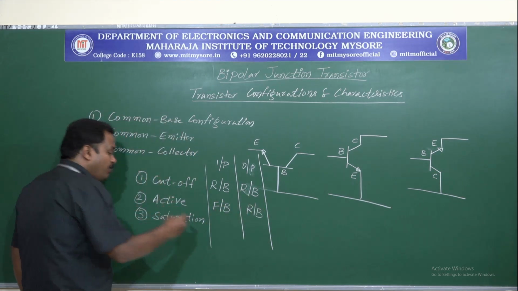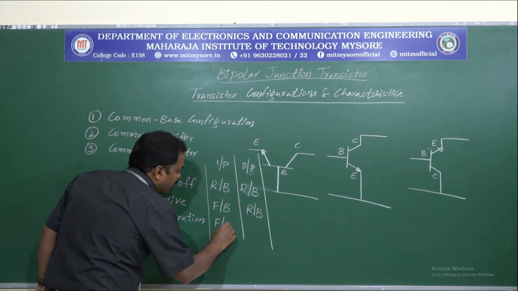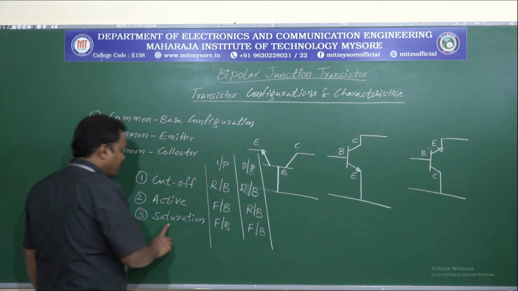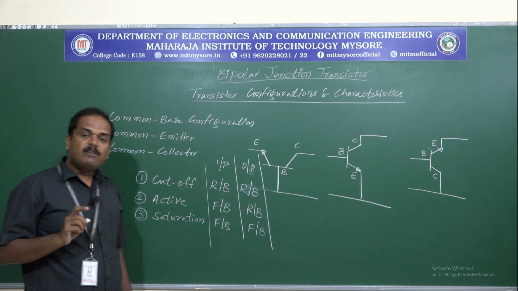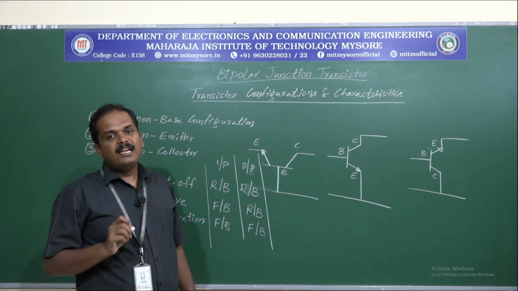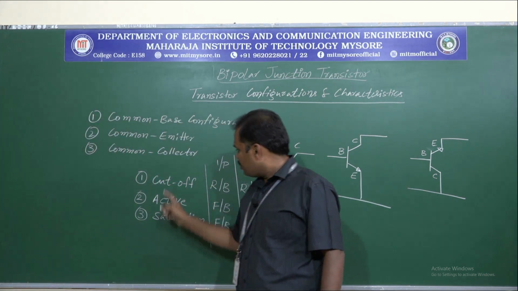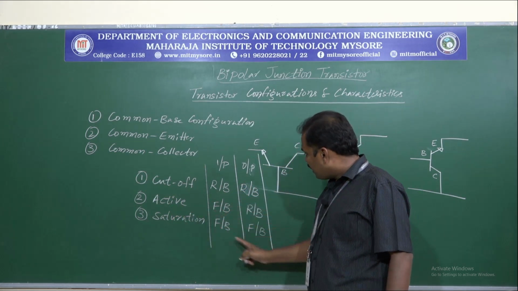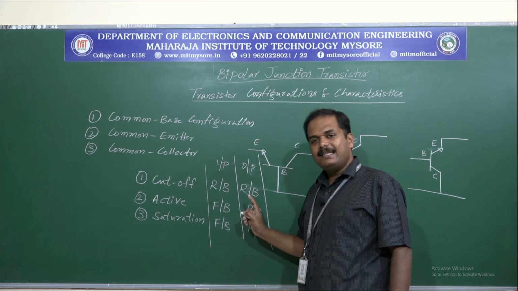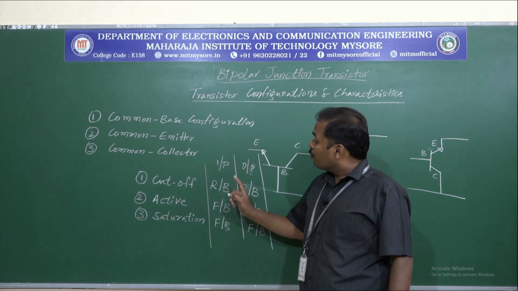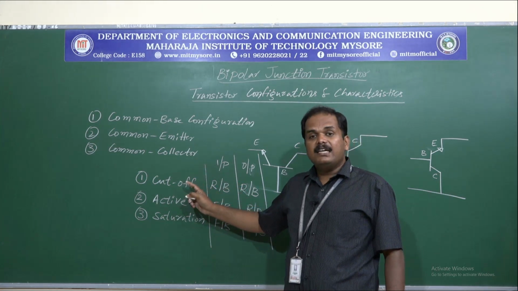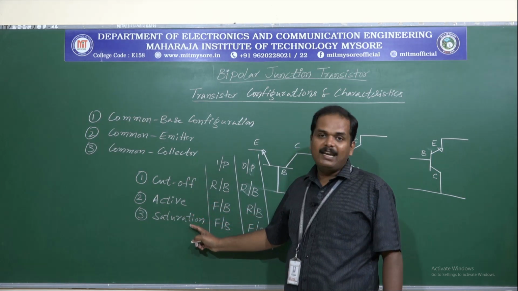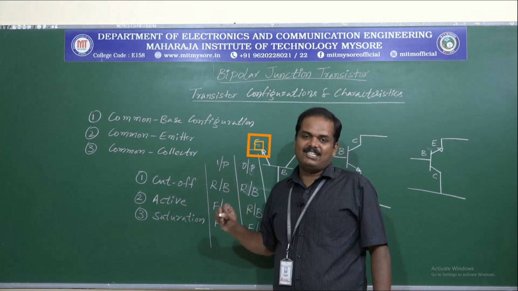And if the input circuit is forward biased and the output circuit is also forward biased, then we say the device will be working in the saturation region. So these are the three different modes of operation, and these are the conditions for the input circuit and the output circuit to declare whether the device is in the cutoff region, active region or saturation region.